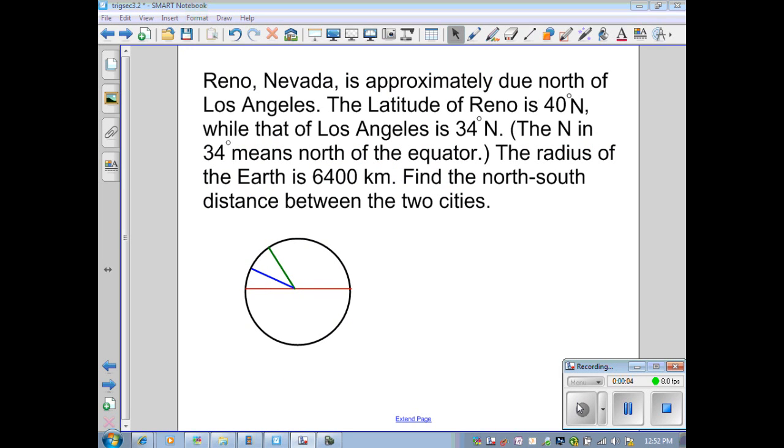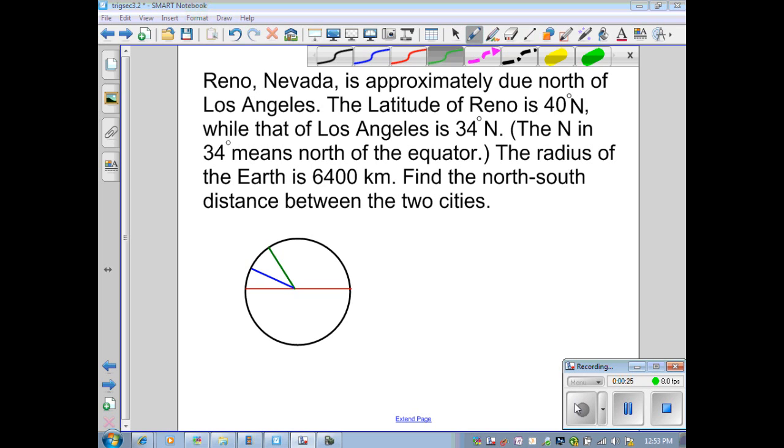Reno, Nevada is approximately due north of Los Angeles. The latitude of Reno is 40 degrees north, while that of Los Angeles is 34 degrees north. The N in 34 degrees means north of the equator. The radius of the Earth is 6,400 kilometers. Find the north-south distance between the two cities.